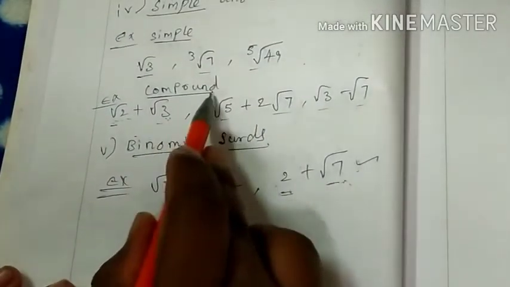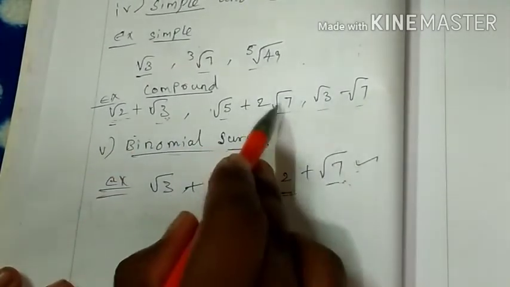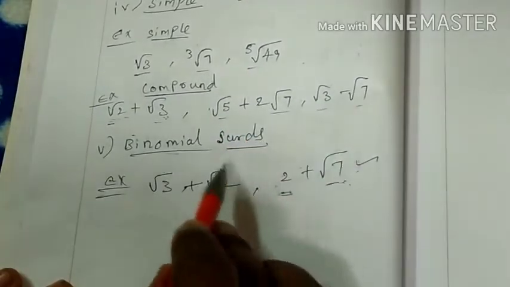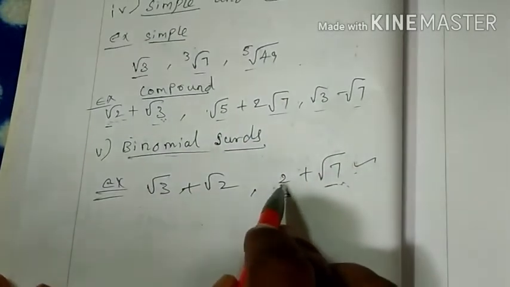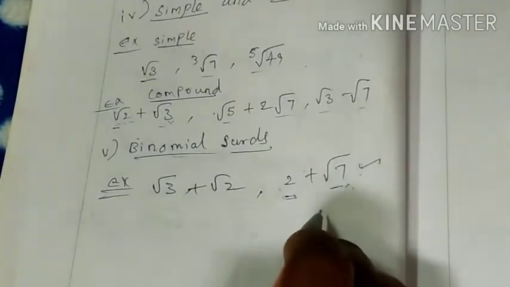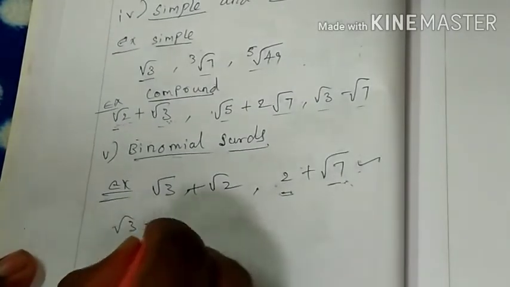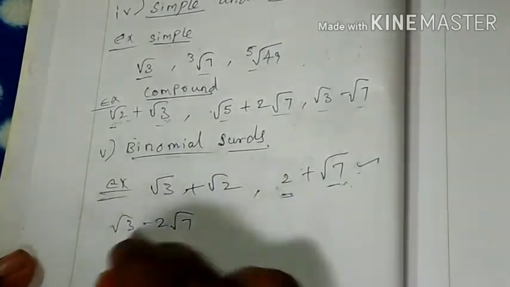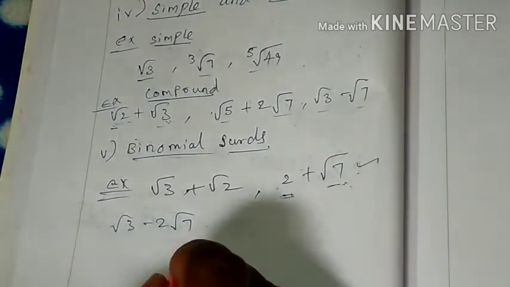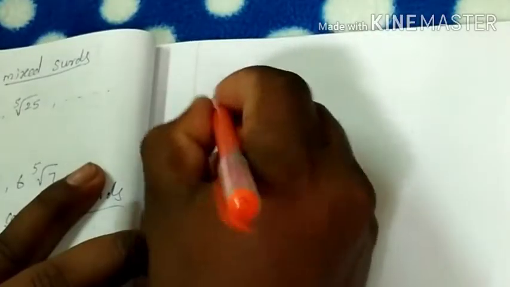Compound sets exist only with set values, an algebraic expression of sets, but the binomial set has one that could be a rational number and another that could be a set. So one more example, root 3 minus 2 root 7. This is also an example of a binomial set. Have you understood?